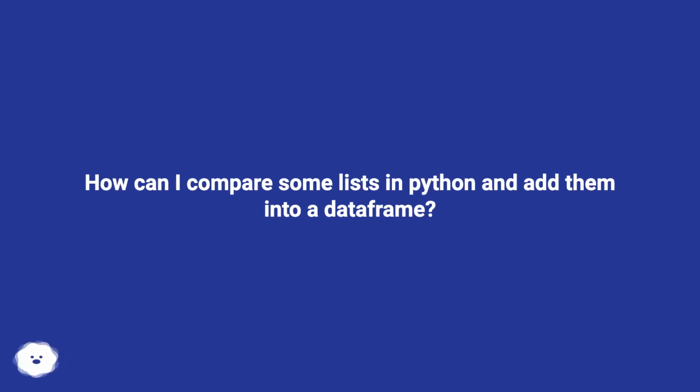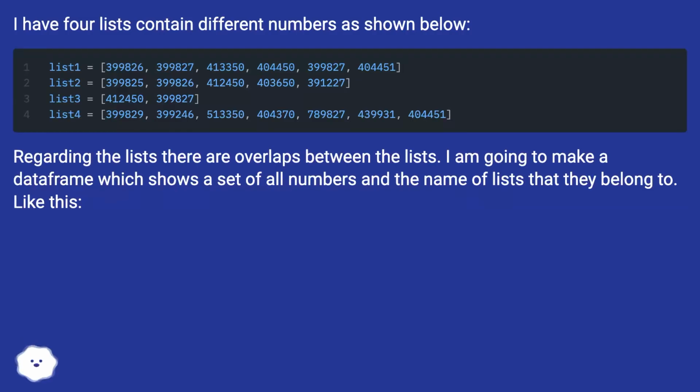How can I compare some lists in Python and add them into a data frame? I have 4 lists contain different numbers as shown below.